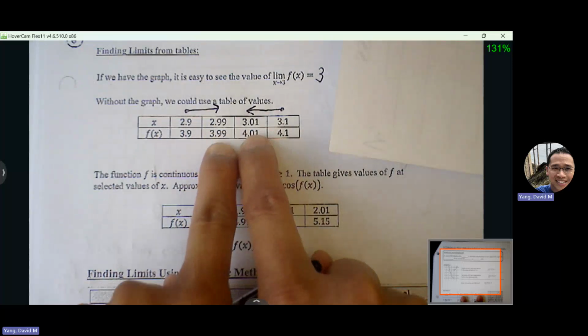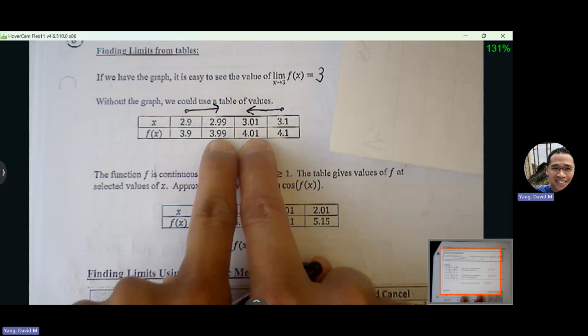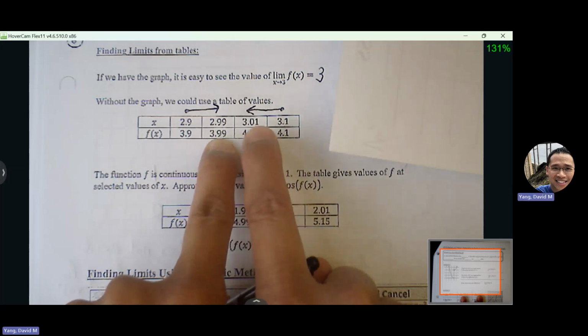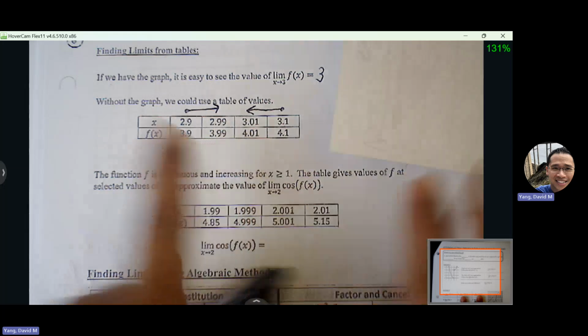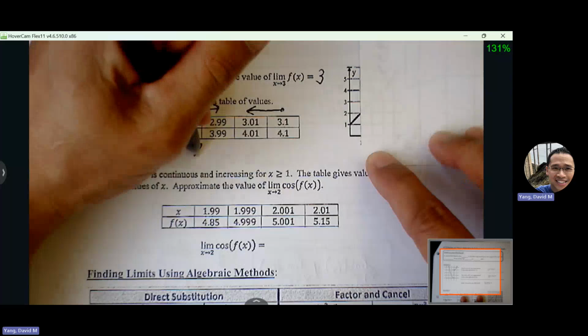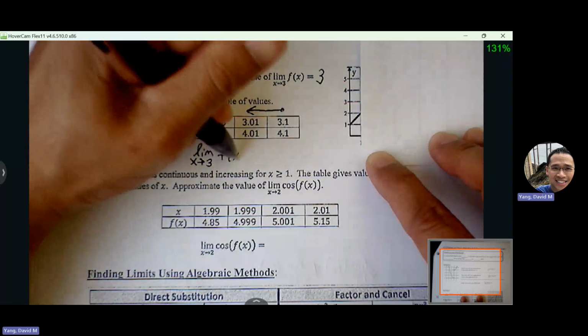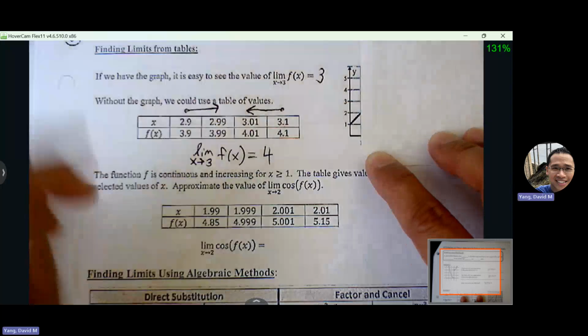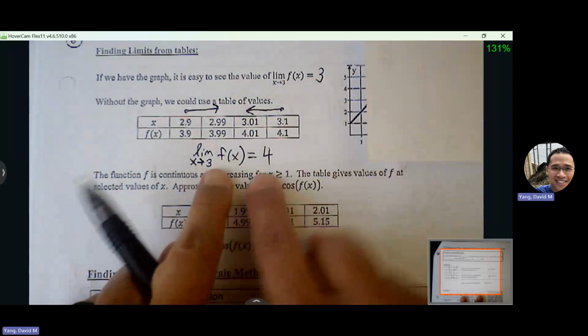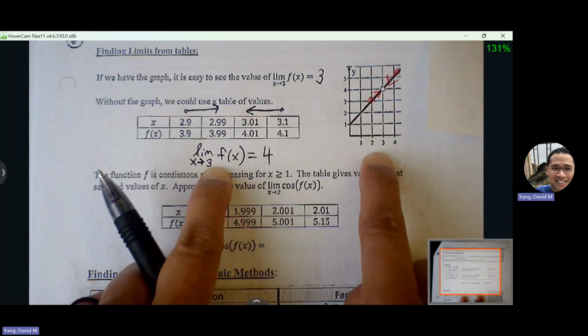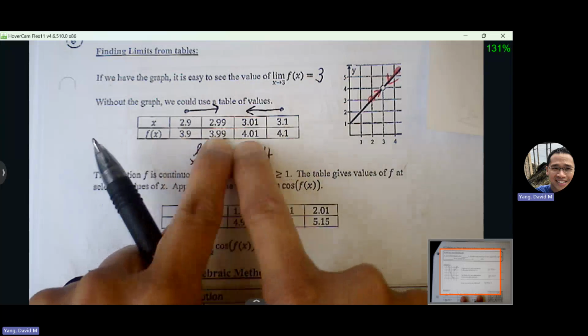And then we just look at the y values. Are the y values headed towards the same number? Are they consistent? So 3.9, 3.99, this is getting closer towards what? 4. 4.1, 4.01, this is also getting closer towards 4. So in this one we can say the limit as x approaches 3 of f of x is equal to 4. So this is a table version of finding limits. This is the graphical version of finding limits. But if all the data is here, it should be easy.